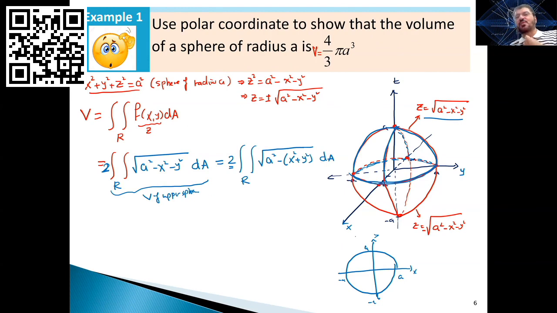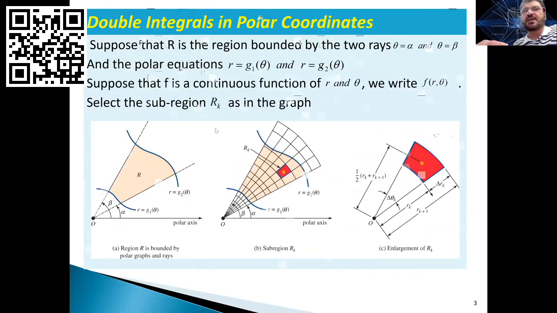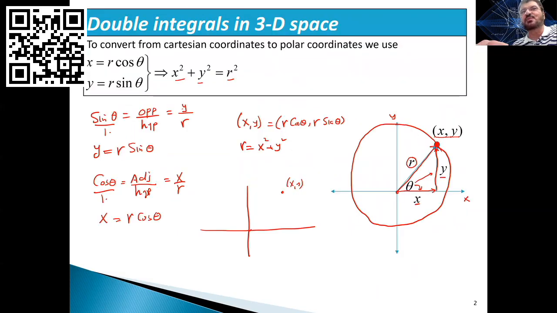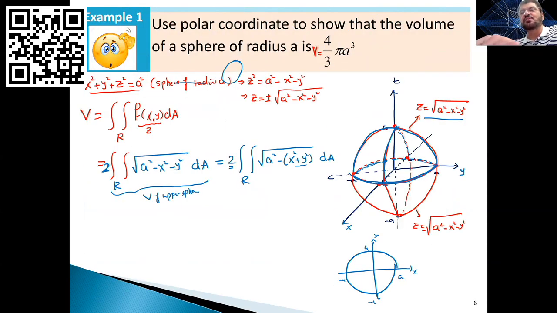All right. So what do we know in polar? What's X squared plus Y squared if I want to change it? We know in polar, if you go back here, we said that X squared plus Y squared is equal to what? R squared. So what I'm going to do, I will change this one to R squared. So this is equal to 2 double integration of square root of A squared minus R squared now.